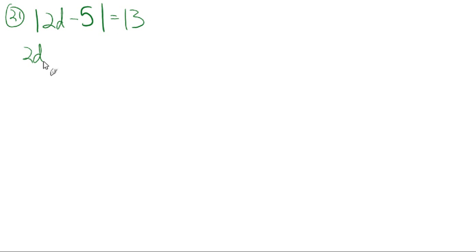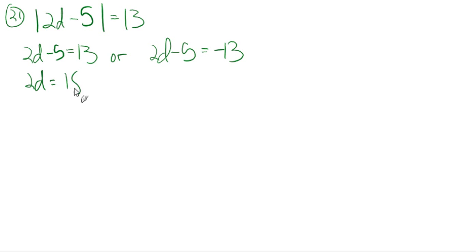Alright, so 2d minus 5, whatever that winds up to be, whatever you put in for d, if that winds up being 13, then the absolute value of 13 is 13, so that'll work. Or if what's inside the absolute value turns out to be -13, and we take the absolute value of -13, it'll be positive 13. So we have 2d equals 18, you add 5 on both sides, d equals 9.